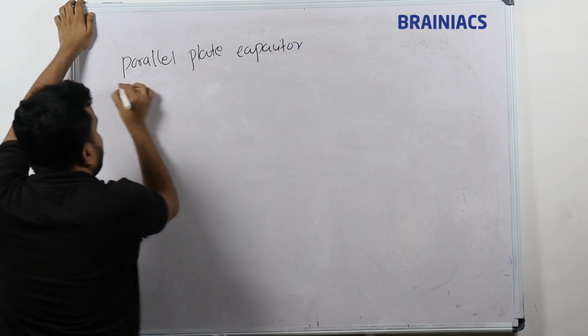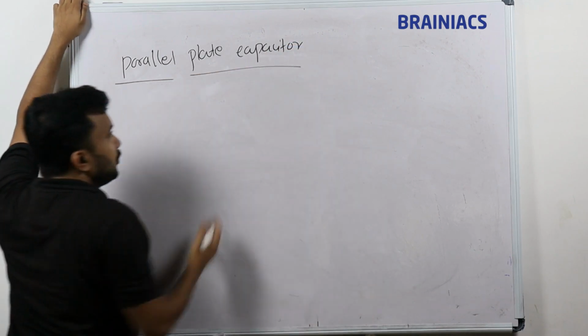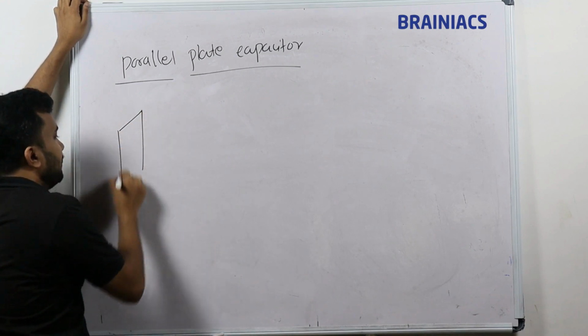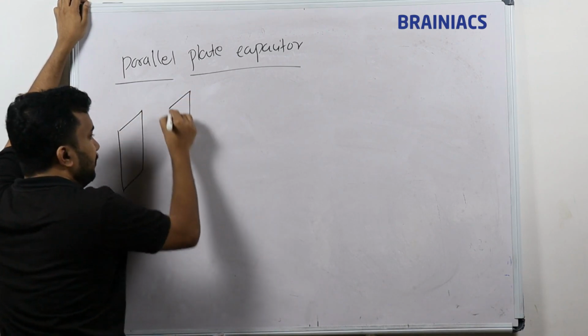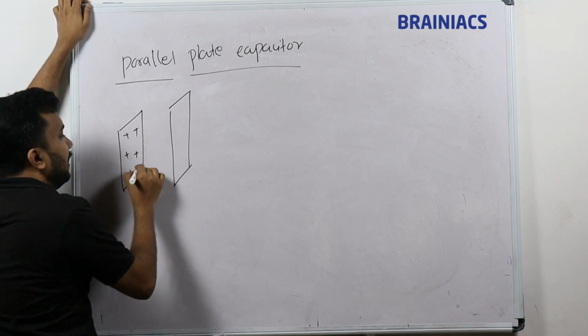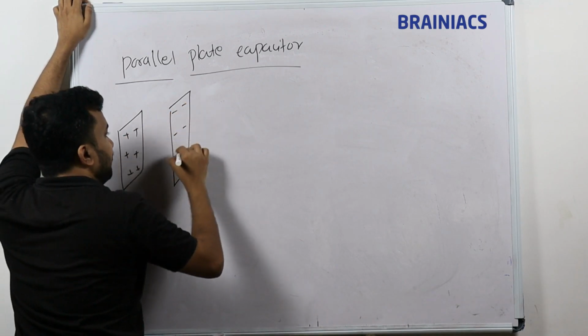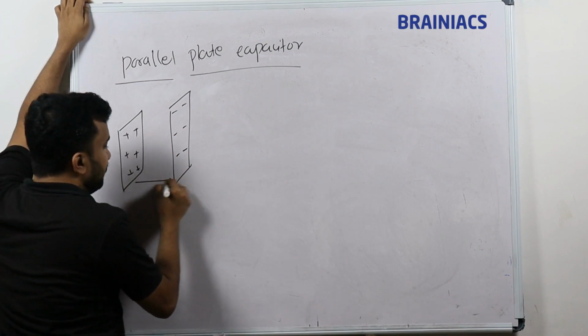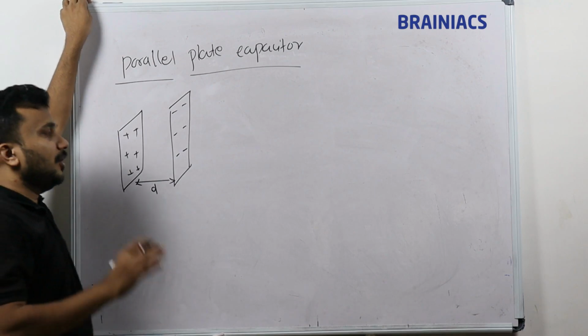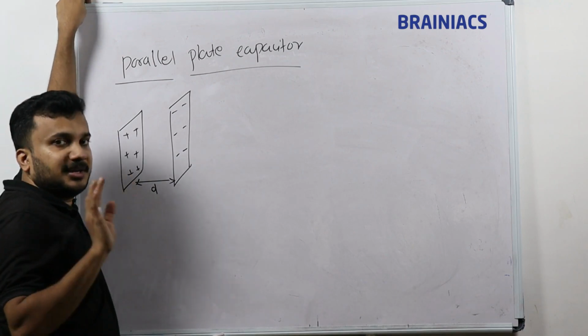Okay, a parallel plate capacitor is similar to a spherical capacitor, but the only difference is that here we have two plates. One plate is positive and the other plate is negative. The distance between the plates is small d. I want to derive an equation for capacitance.